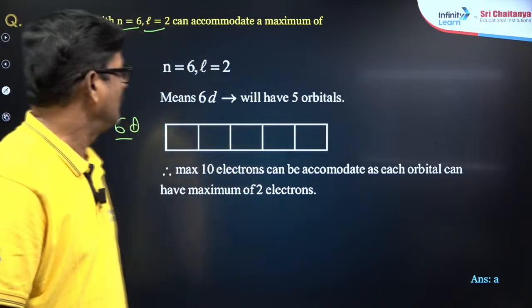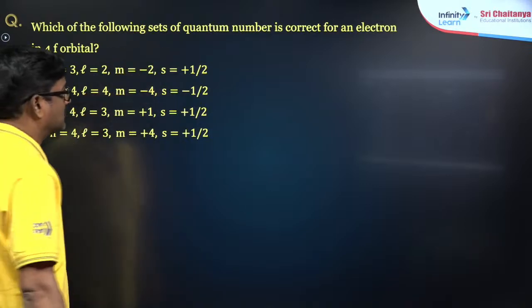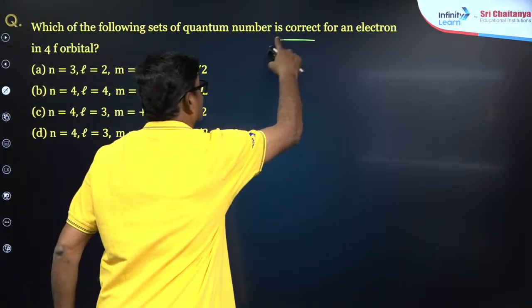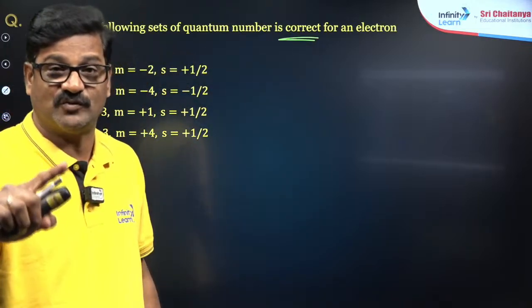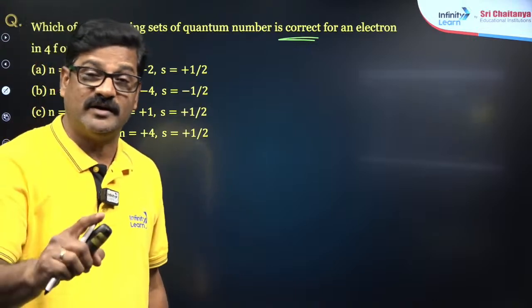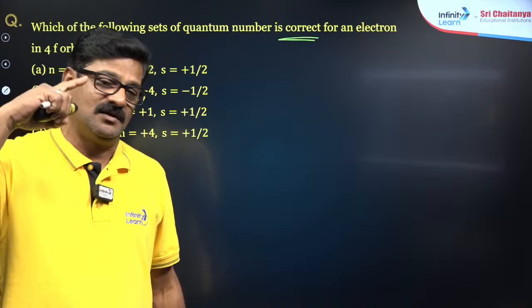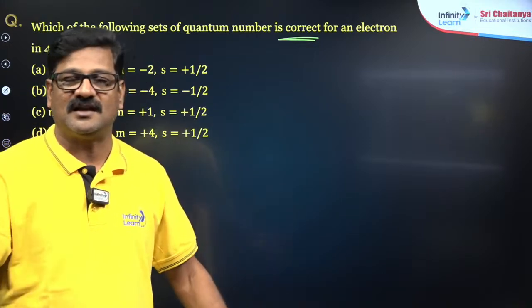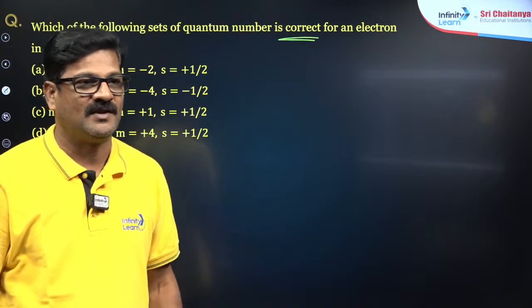That's very good. Next, one more question: which of the following set of quantum numbers is correct? Read properly. Sometimes it may be asked for correct, sometimes for incorrect. You have to identify which sense it is asking. And this type of question has been asked at least a dozen times in various competitive examinations across India.